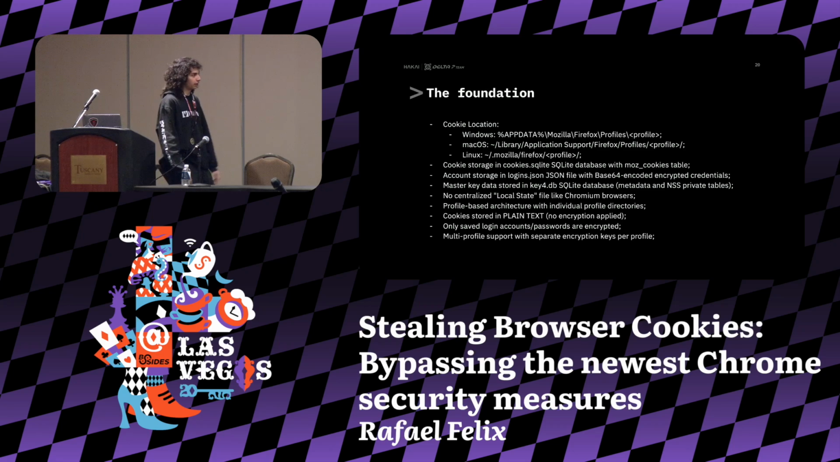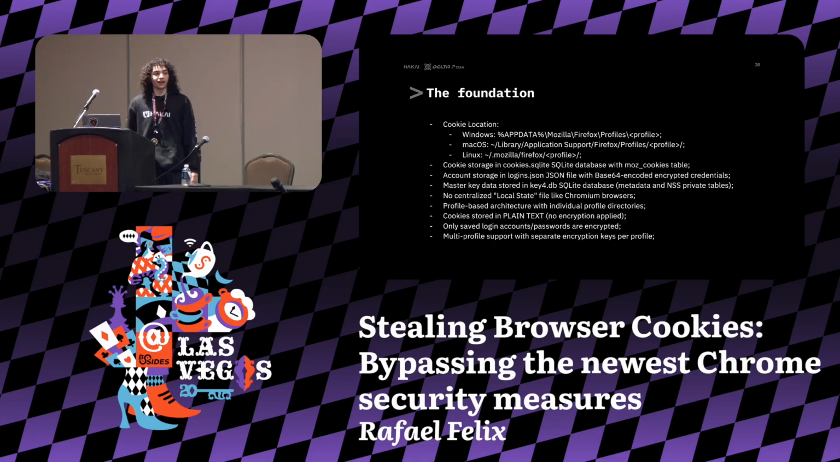Account storage is in logins.json, which is a bit different. We're not using SQLite now. We're storing the logins in a JSON file with base64 encoded encrypted credentials. The master key data is stored in a file called key4.db, which is an SQLite database too, with the metadata and nssPrivate tables, which is NSS, Network Security Services, a very old implementation by Firefox. We have no centralized Local State file like Chromium browsers, just a profile-based architecture with individual profile directories.